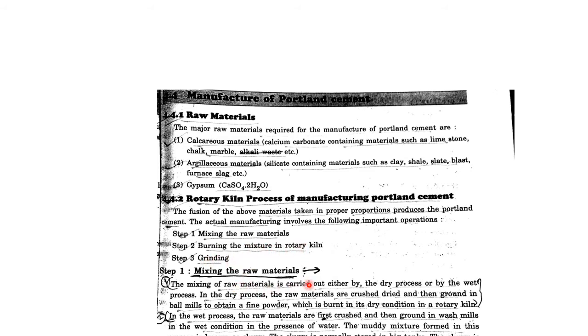Now, the raw material may be mixed by the dry process or the wet process. In the dry process, water is not added, but in the wet process, water is added. I will discuss the difference between the wet and dry process in the next lecture. This is the manufacturing diagram, manufacturing of Portland cement by the rotary kiln process.